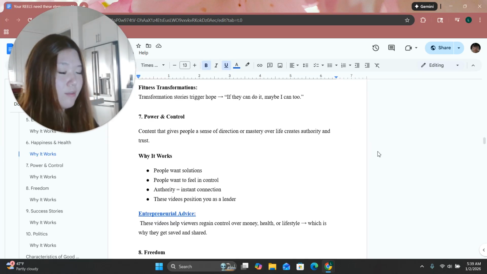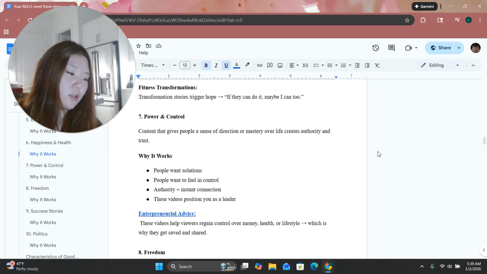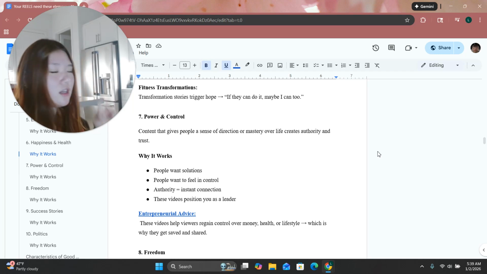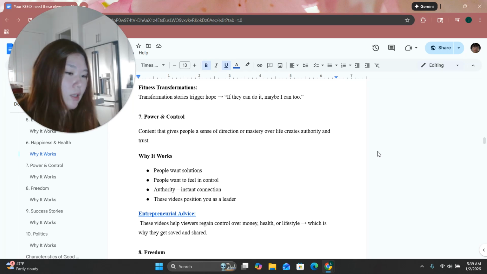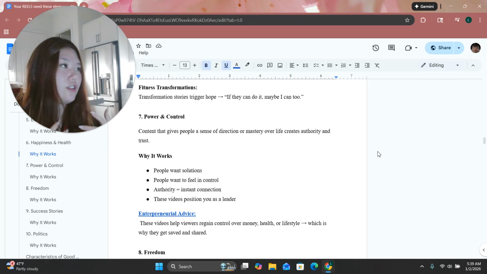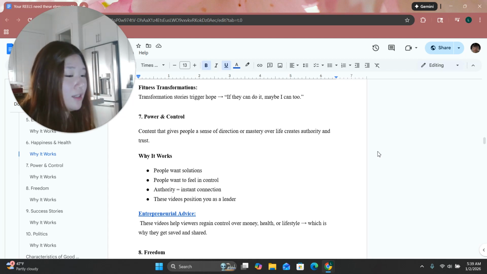For number 7, I have power and control. Honestly, content that gives people a sense of direction and guidance in general on a certain topic is going to create authority and trust in the creator, because people want solutions and the creator offers the solutions, whether it's financial advice or other things. People want to feel in control in their daily life. So they are going to listen to someone who seems like they know what they're talking about and they got it together better than me.